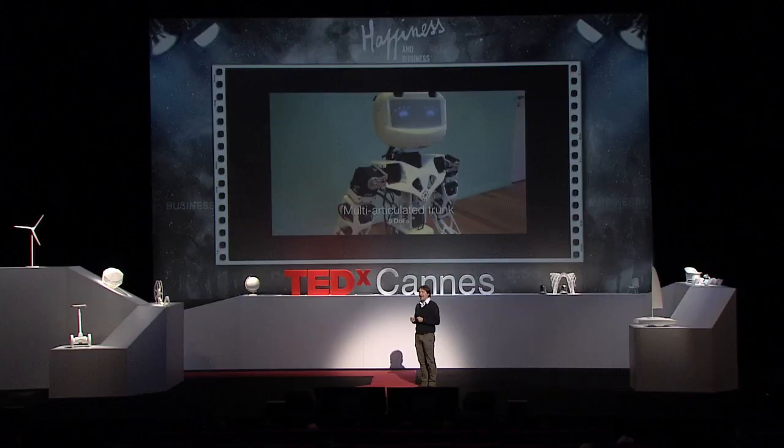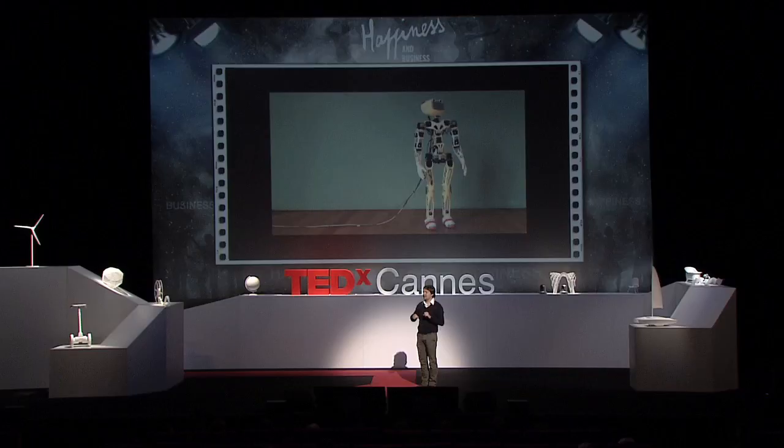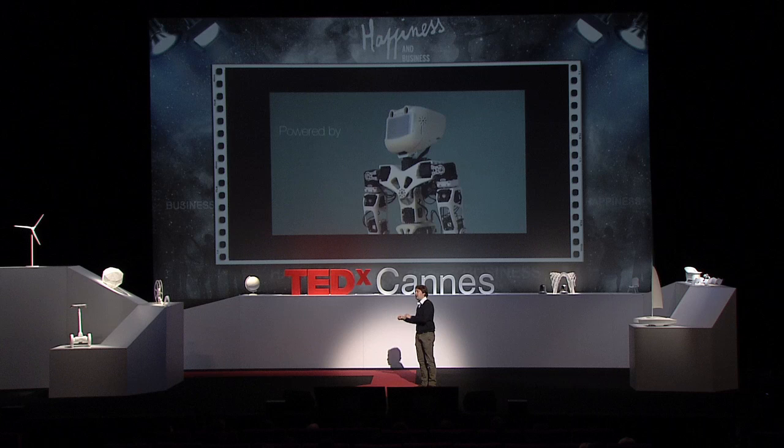And in addition to 3D printing, the robot is also open source. And openness is just as crucial as 3D printing. Open source means that everyone can download from the web the source files of the mechanics and of the software, so that anyone can rebuild, improve, and hack the robot for one's own project.